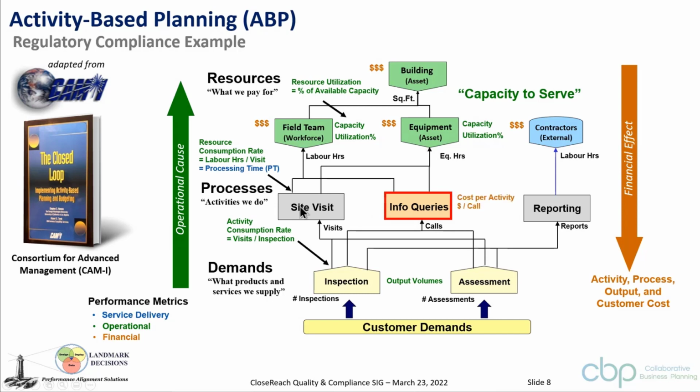So we can get at the cost of all of our activities, including the cost of quality-related activities, in this case, the rework associated with not doing the site visits properly. Then we can get the cost of our outputs, and we can even take this down to the cost of the customer based on the selection of services or products that the customer requires from us. So that's ABP.